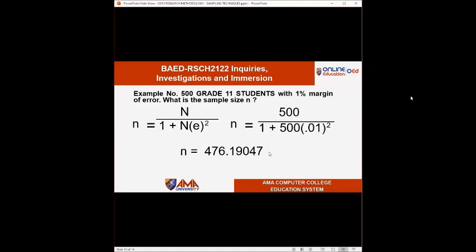Kasi hindi naman natin pwedeng hatiin yung ating respondents. Kasi parang yun ay tao. So wala namang point something na tao. So, ang final answer natin dyan, 476.19, ira-round up natin siya. So, kailangan mo ng 477 grade 11 students.